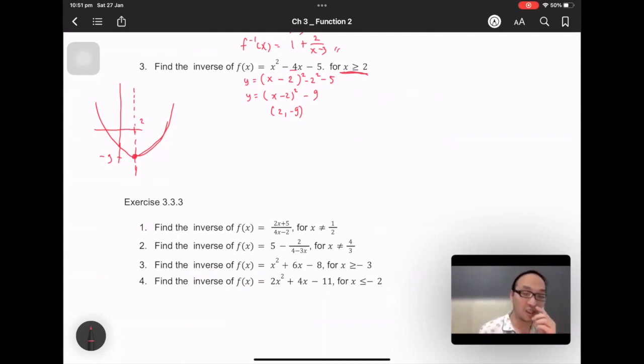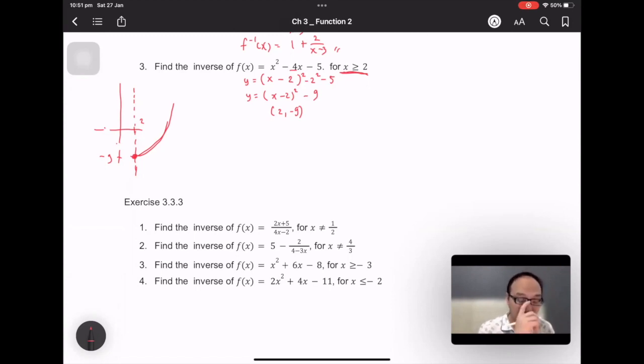So it will change the quadratic function from many-to-one into a one-to-one function only. So I can just erase the part where x is smaller than 2 like this. So it becomes a one-to-one function now. So if we restrict the domain, we change the many-to-one function into a one-to-one function. So now we can find the inverse function.